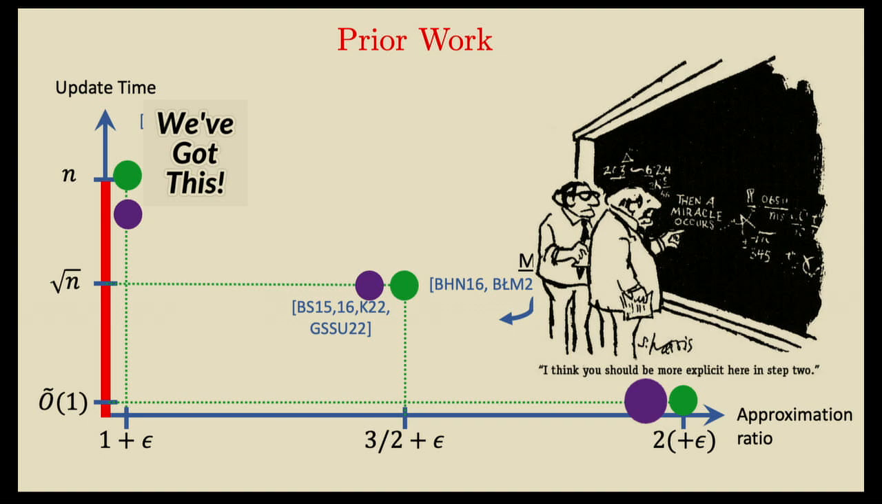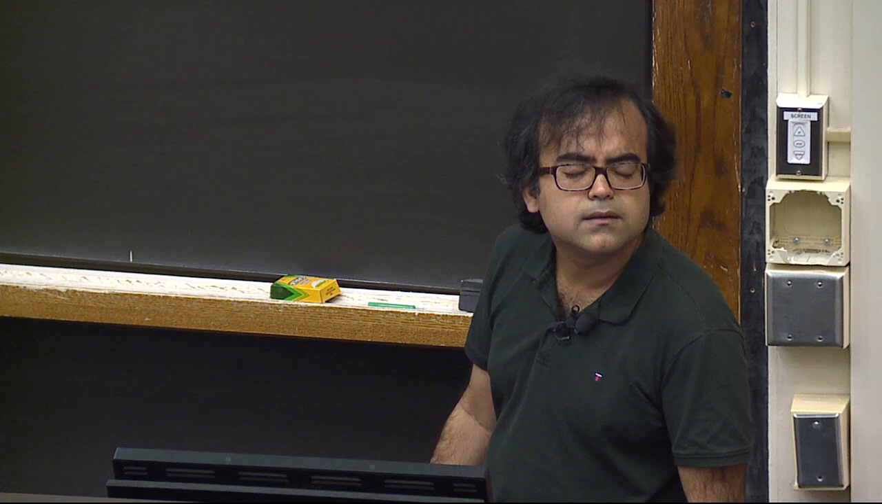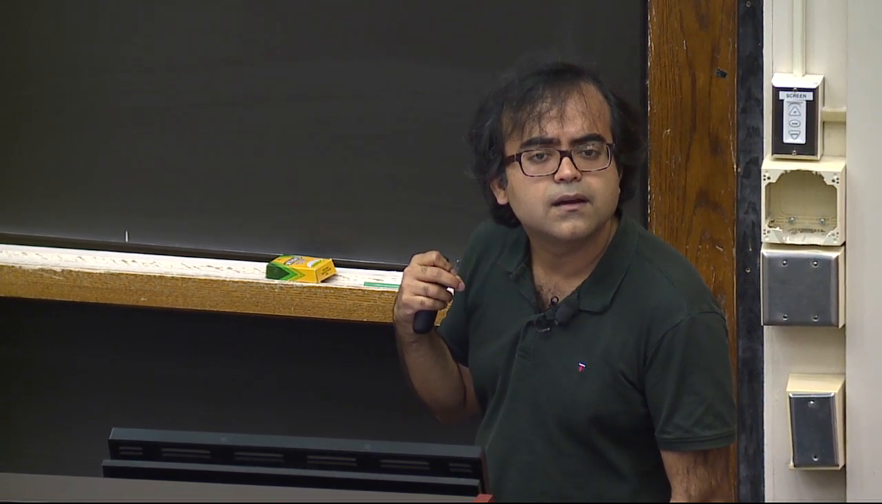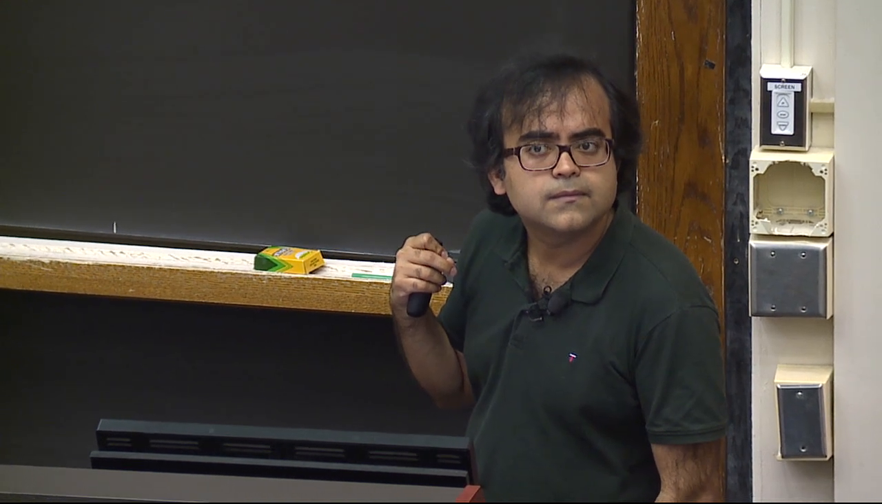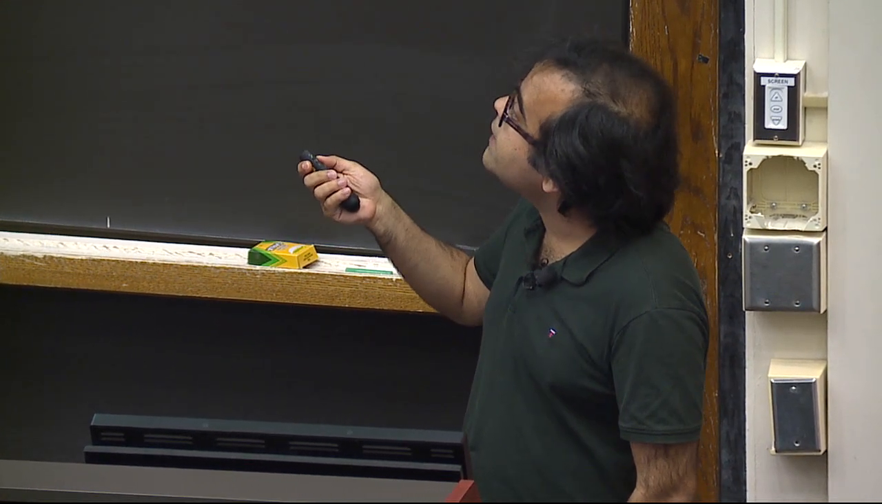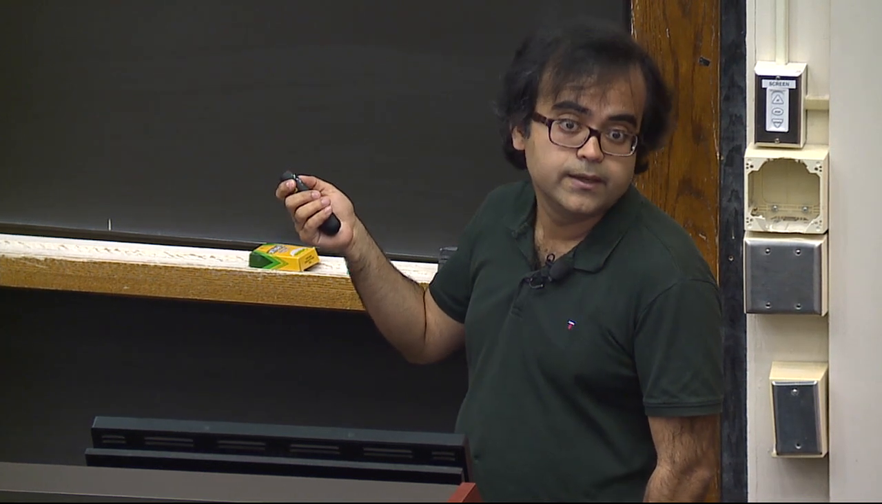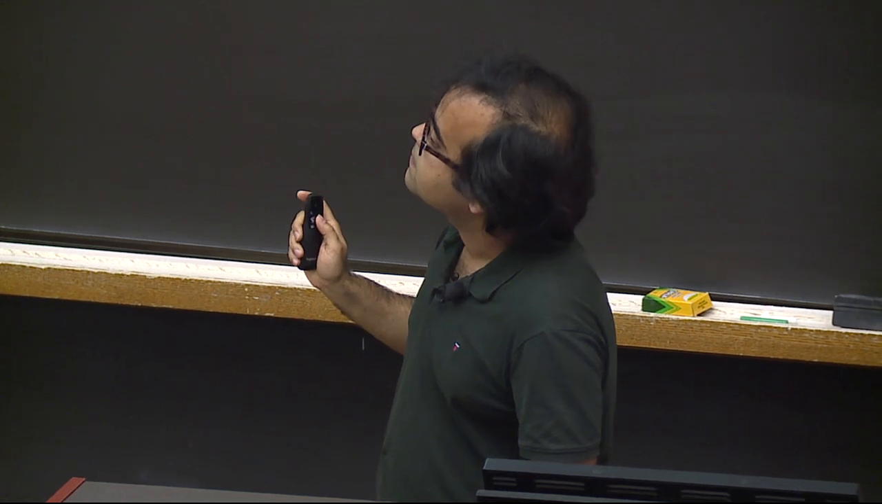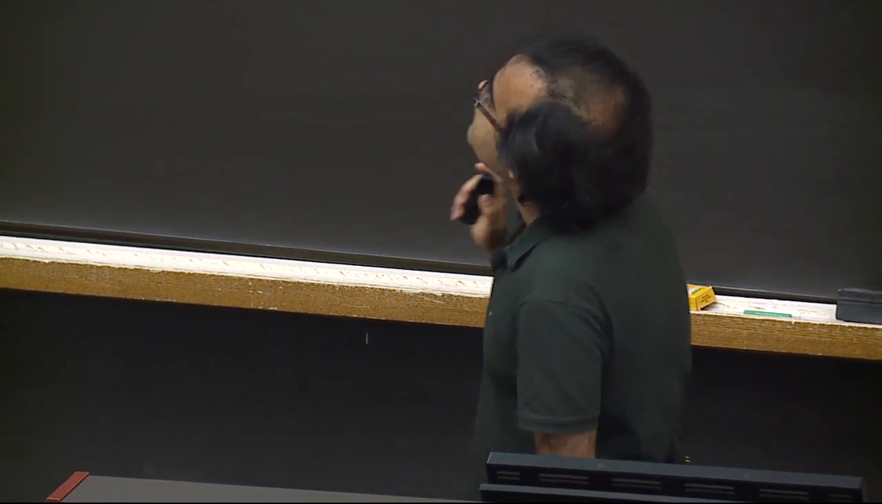Can you have a similar result but with probability 1? Sorry, I didn't hear you clearly. Can you get polylog n update time but deterministically? Deterministically you can get 2 plus epsilon approximation in O tilde of 1 update time. It is an open question whether you can get even exact 2 approximation in O tilde of 1 update time. Okay, thank you. Thanks. I will wrap up in 10 minutes.